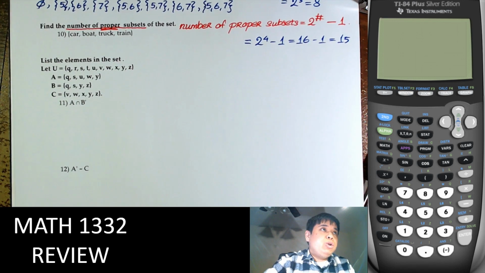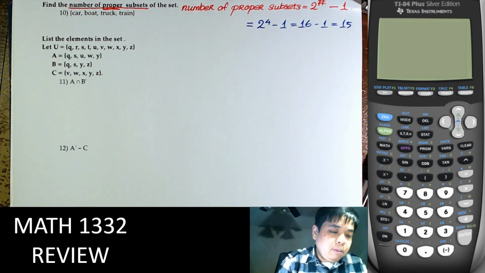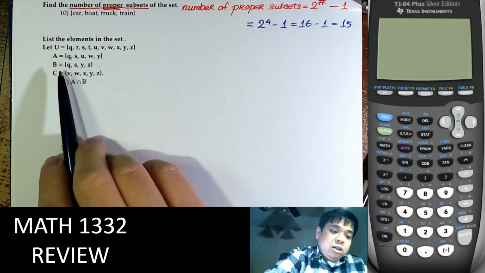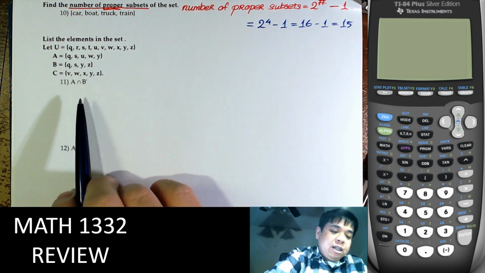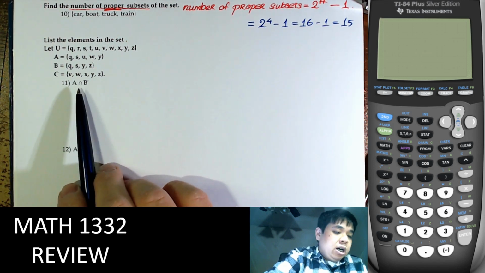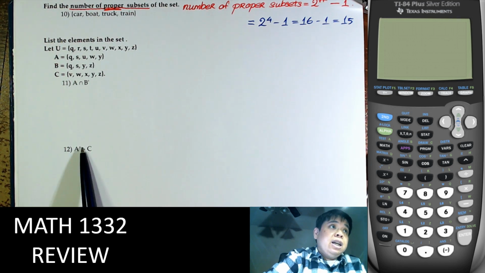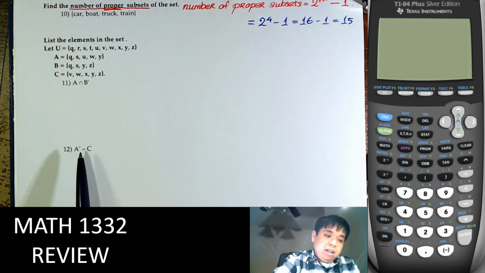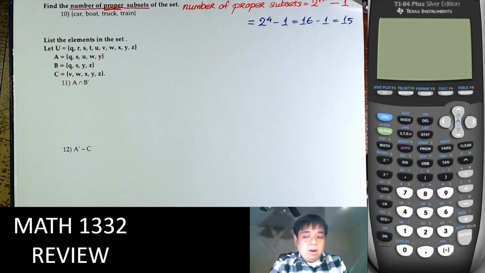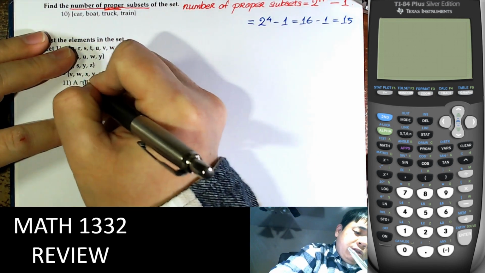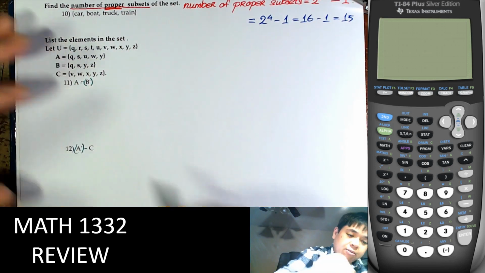Right. The next two I will do together. List the elements in the set. So we have universal set and sets A, B, and C. Now we need to do A intersect complement of B, and A intersect complement of A minus C. Right, so first, as always, the operation is complement first, and then union and intersection in the same order. So we're going to do this first, and that first.